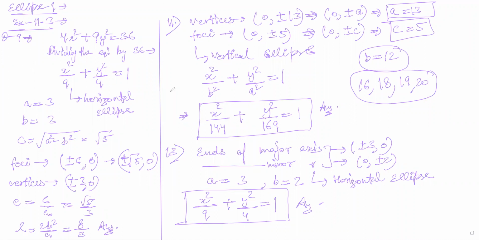So understand what is the information given, understand the type of ellipse, and write the equation using A and B. Guys, I am removing this. Hopefully everybody has written. If not, then just raise your hand.